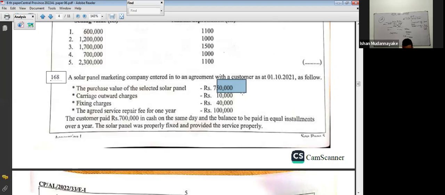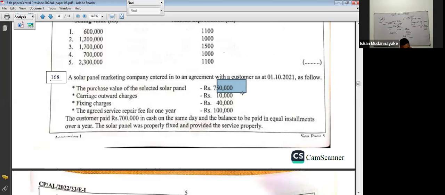Second one, carriage outward charges, transportation charges of solar panel 10,000. Next one, fixing charges 40,000. Next one, the agreed service repair fee for 1 year is 100,000. And then the customer paid 700,000 in cash on the same day, and the balance to be paid in equal installments over a year.